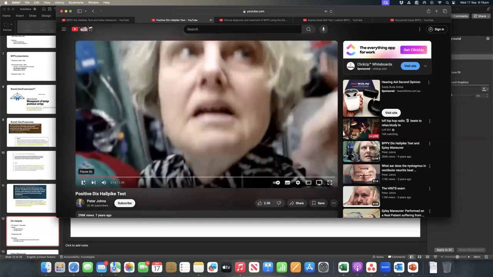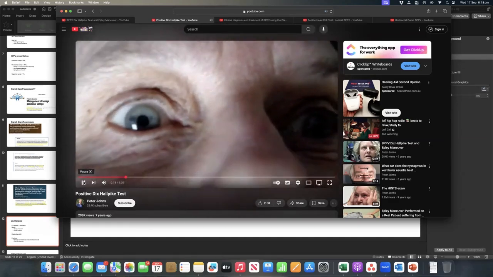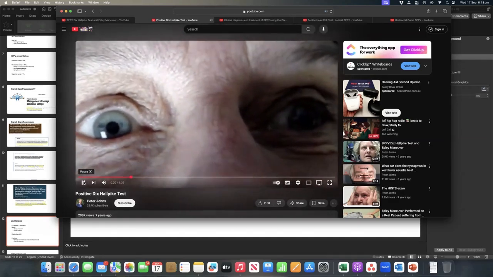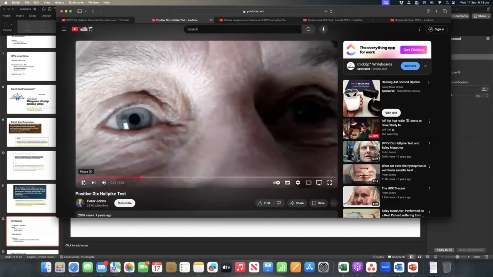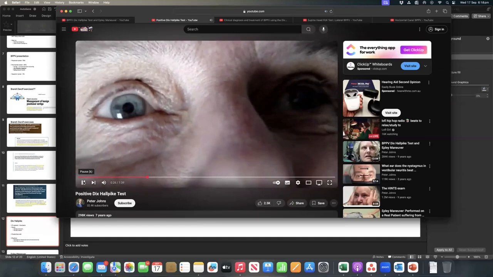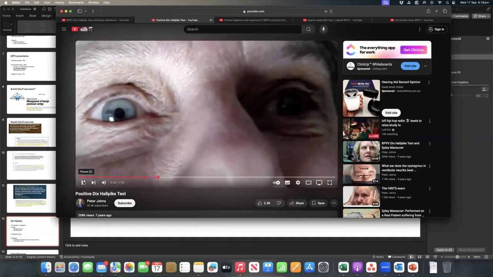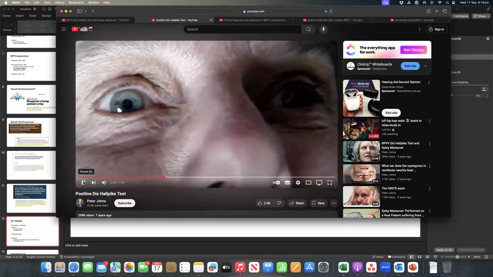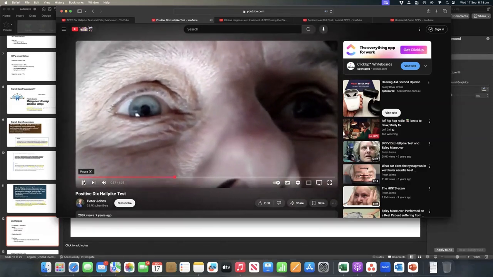Dix-Hallpike position, nothing happens for the first 3 seconds, and then I'm dizzy. You can see it there. I'm very dizzy. She becomes very vertiginous and has vertical upward nystagmus with a rotatory component towards the downward ear, which is the left ear. It lasts around 15 seconds. This is sort of gone away now.